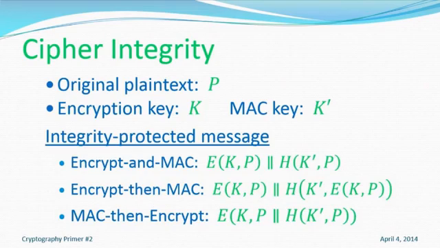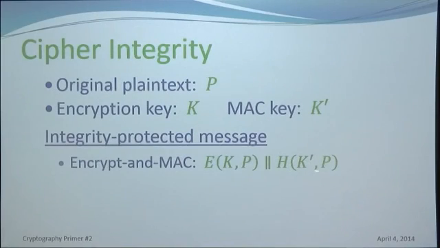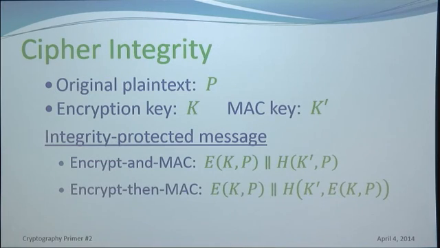So how do you integrity protect your message? There are a few methods out there. One is usually known as encrypt and MAC. You encrypt the message, and you put a message authentication code on that same message, and you send the two together. There's also what's called encrypt then MAC, which is encrypt, take the encrypted message, take the ciphertext, and put an integrity check on the ciphertext.